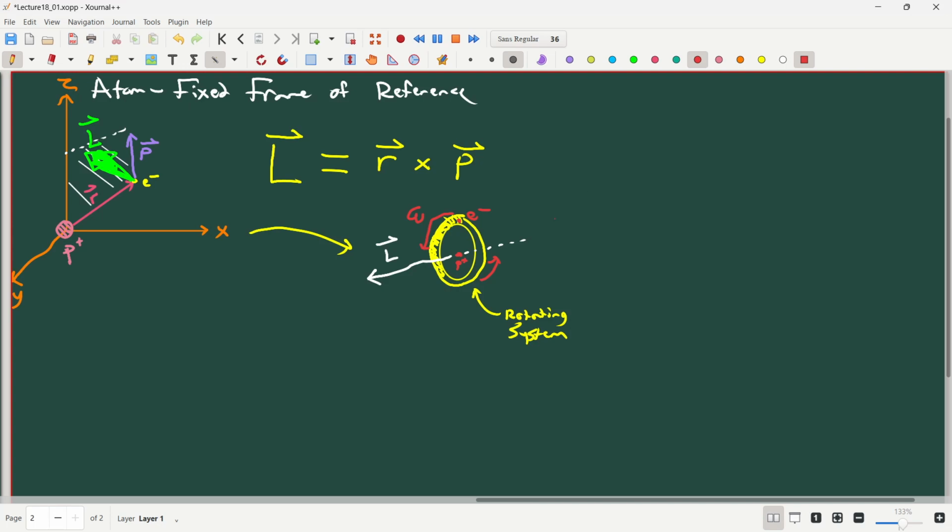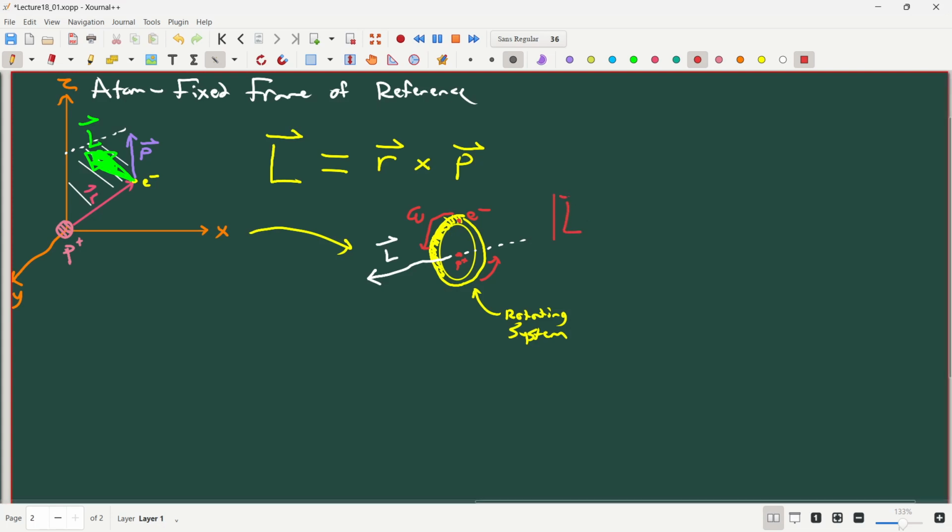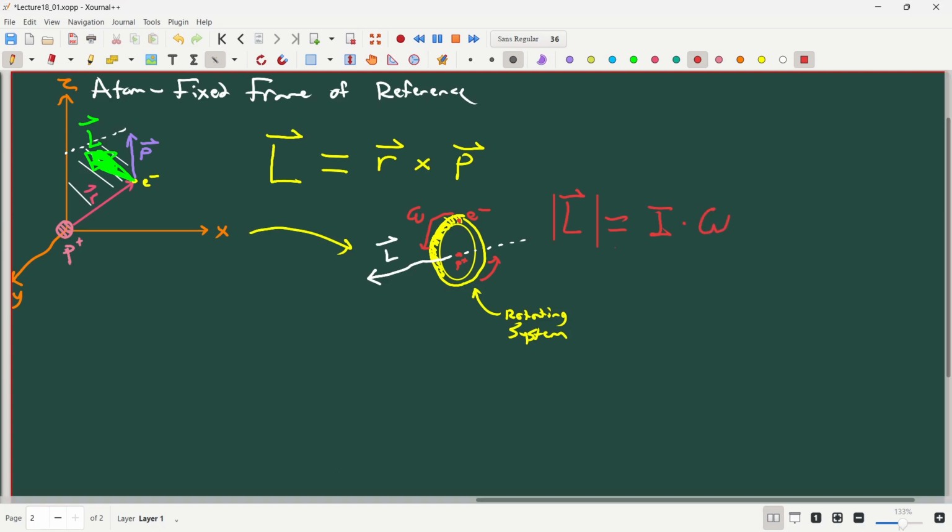All right, and again, the idea here is that the length of L, classically, is the moment of inertia times the frequency of the rotation, which for the hydrogen atom is the mass of the electron times the distance between the electron and the proton squared times the angular frequency, omega. So we have this electron rotating like this if we spin it up.